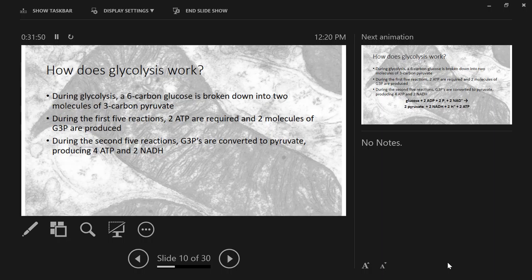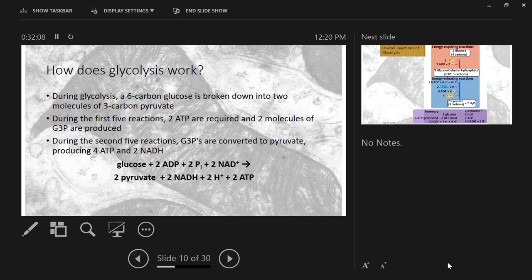All right, first 5 reactions, we invest 2. Second 5 reactions, we get 4 back. 2 minus 4 is, of course, or 4 minus 2. 2 minus 4 is negative 2. 4 minus 2 is 2 net ATP that we get from glycolysis.